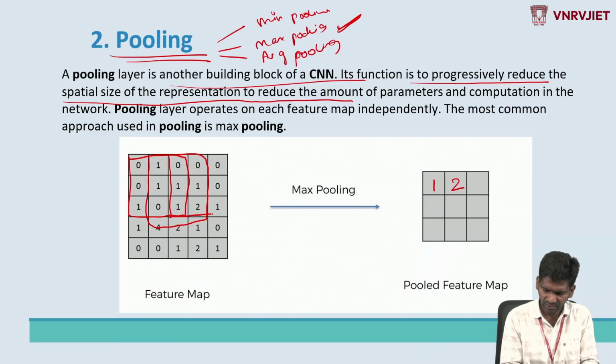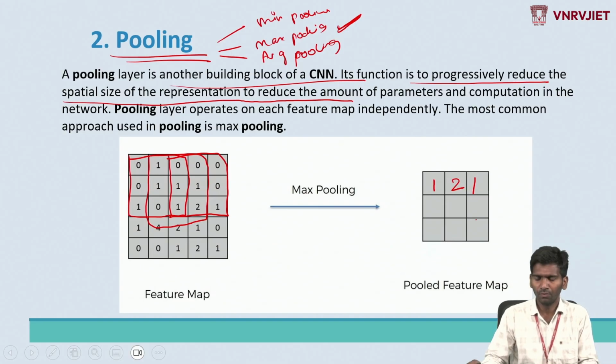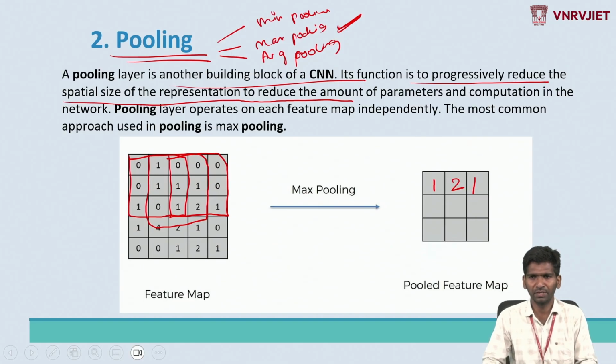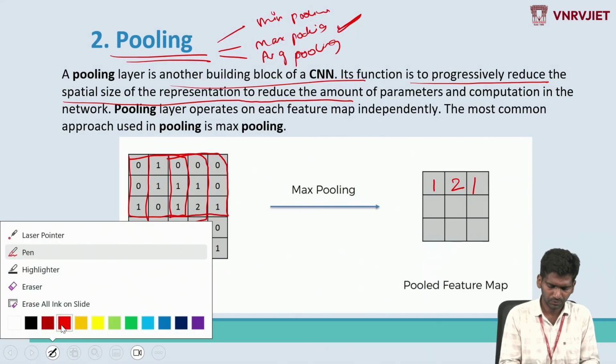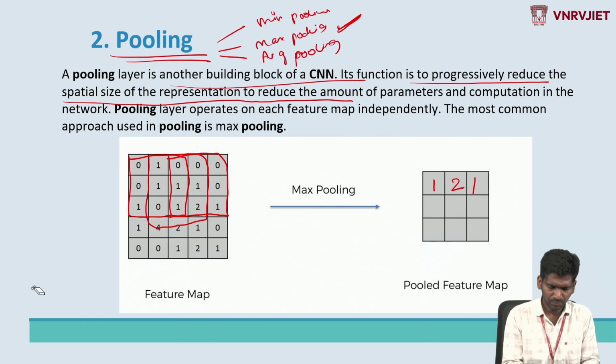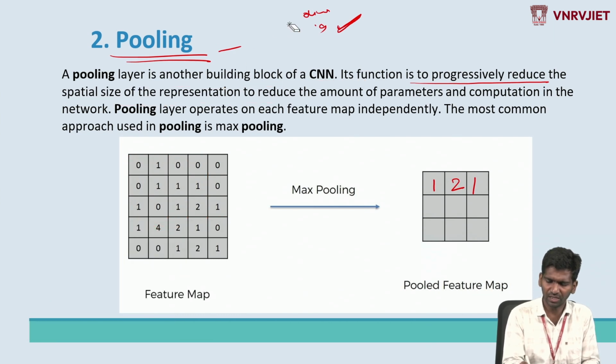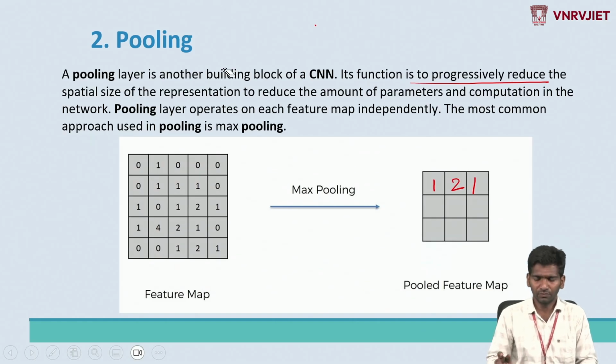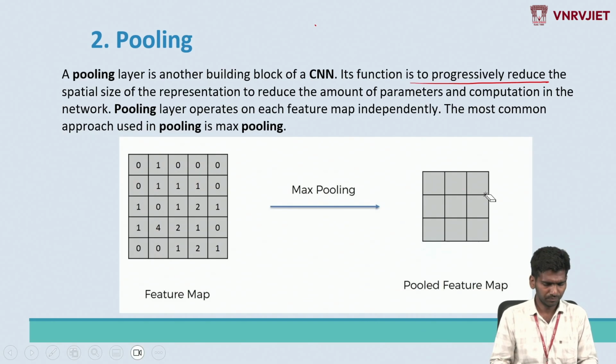So with stride equal to 1 again, the maximum value in this area is 1. In that way, you will get this pooled feature map. Previously we got a feature map, now we are getting a pooled feature map. So max pooling is that. Max pooling means we will take the maximum value out of the considered input values of the image.